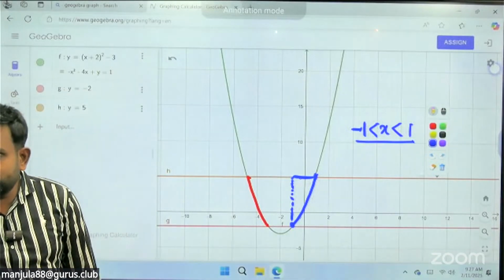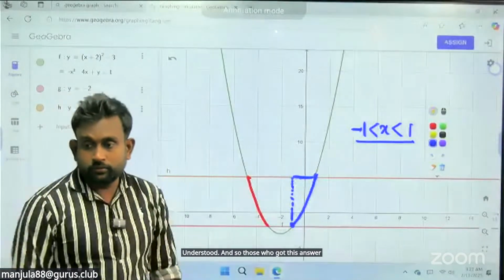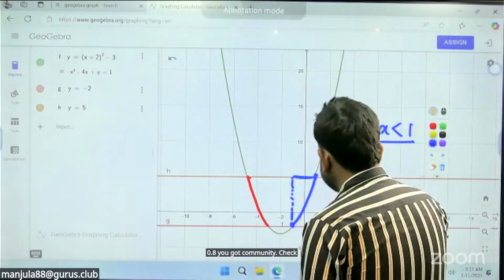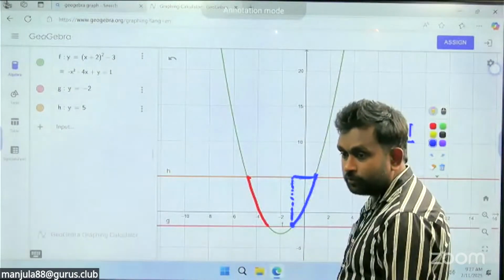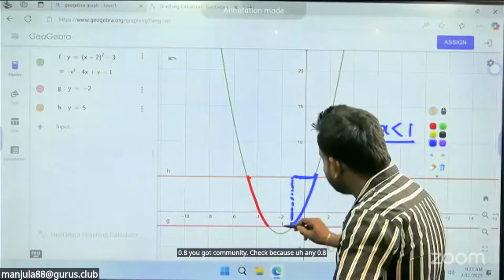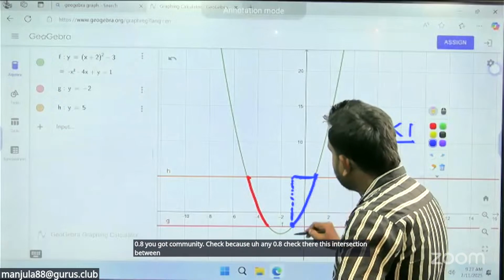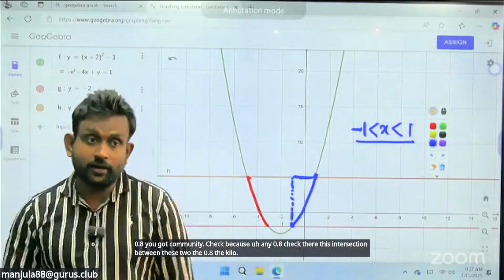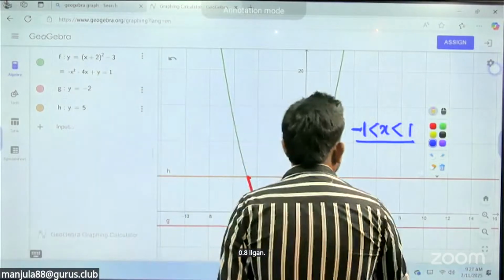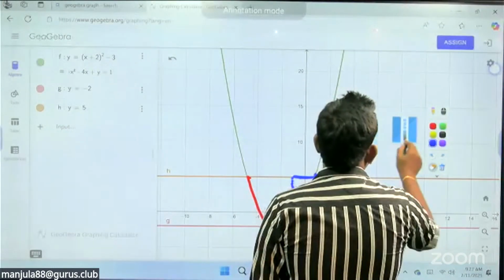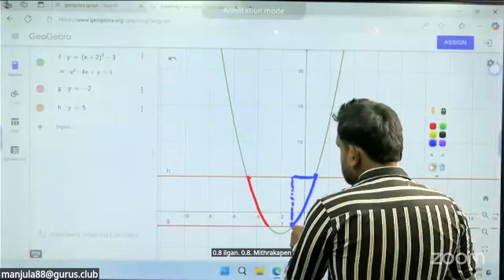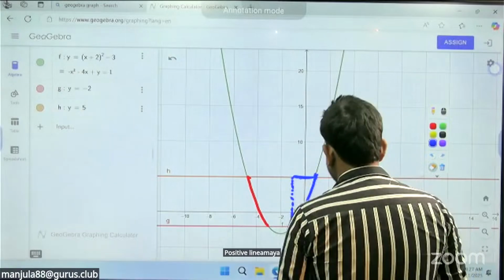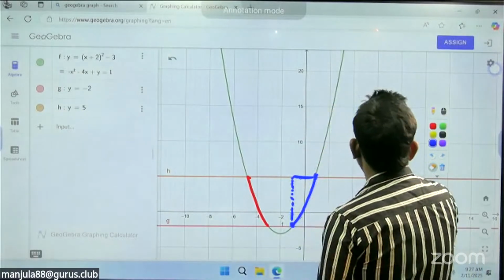Hands up those who got this answer. 0.8 you got, Menudi. Check, because any 0.8, right? Check there, this intersection between these two. Look exactly at the point where the graph and this line intersect. Is it -1 or 0.8? Is it 0.8? Then take that.